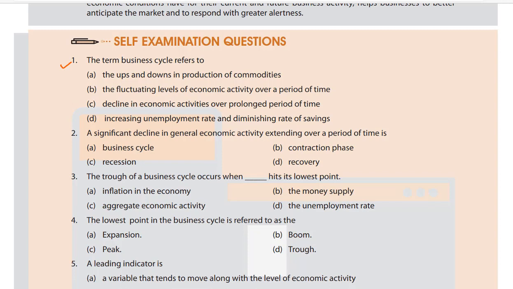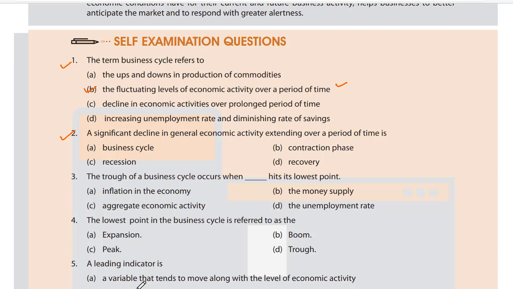First question. The term business cycle refers to A. the ups and downs in production of commodities. B. The fluctuating levels of economic activity over a period of time. C. Decline in economic activities over prolonged period of time. Or D. Increasing unemployment rate and diminishing rate of savings. So it is B. The fluctuating levels of economic activity over a period of time. 1B.